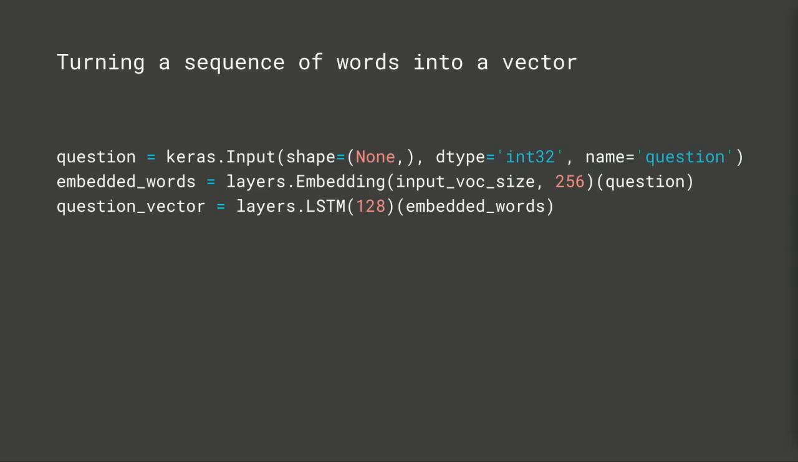On the question side, things are even simpler. We define our question input as a sequence of integers, a variable number of integers. Why integers? Because every integer will be mapped to a vector in some vocabulary. We run this sequence of integers into an embedding layer, which will map every integer to one vector. These embeddings are trained, of course. It's just part of the weights of your model. And then you run this sequence of vectors through an LSTM to reduce it to a single vector.